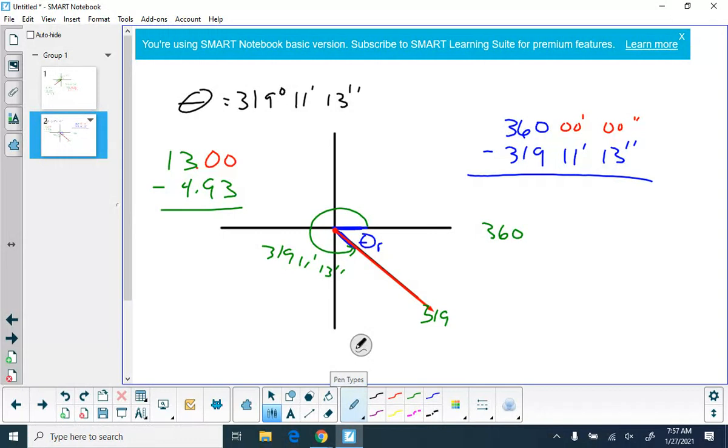Okay, we can't borrow any minutes into our seconds because there's no minutes there, so we have to go to the degrees, making it 359 degrees. Kylie, how many minutes is that? 60 minutes. Okay, now we can borrow a minute. So when you borrow a minute, Kylie, what happens to the minutes? This goes to 59 minutes, and then our seconds is what? 60 seconds. Now we can subtract down: 60 minus 13, 59 minus 11, and 359 minus 319.